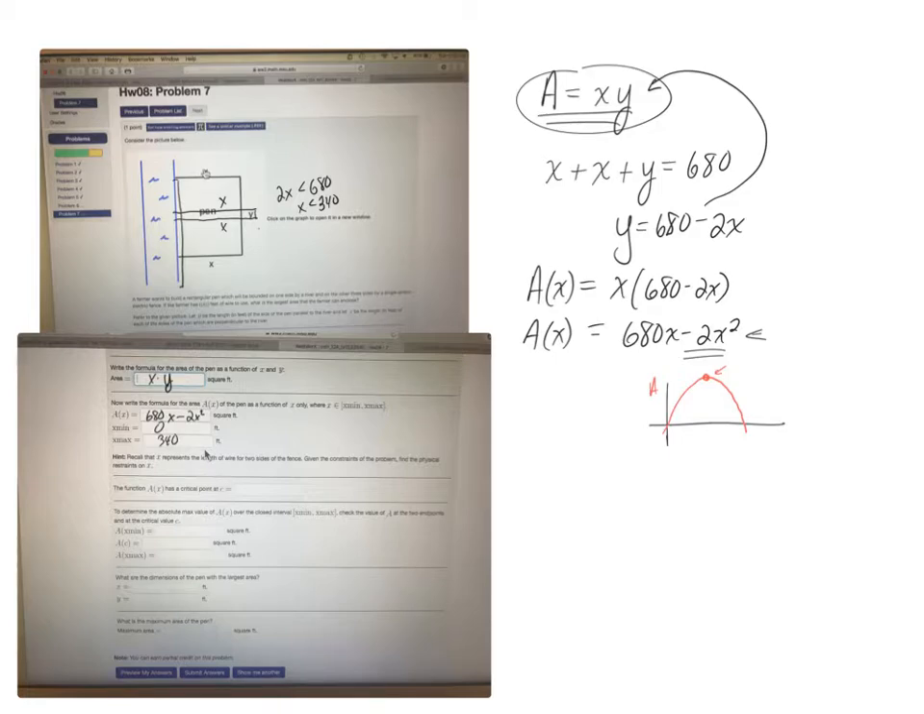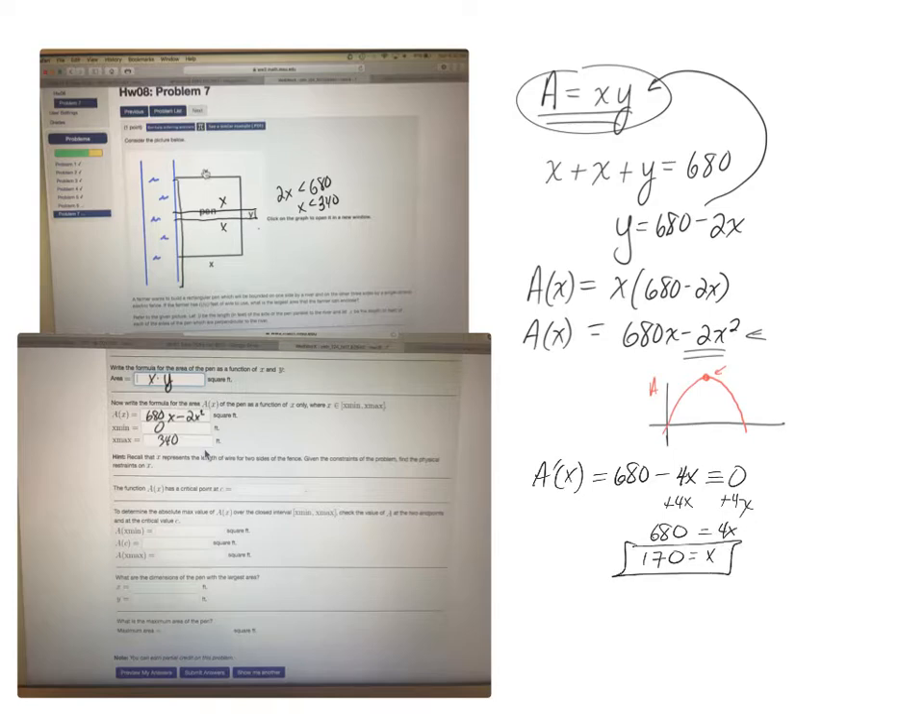So the derivative of this thing is A prime of x, which is going to be 680 minus 4x. And so that's going to be set equal to 0. That triple equal sign means we're setting it equal to 0. So add 4x to both sides, and you're going to get 4x equals 680. And divide both sides by 4, and you get x equals, let's see, 4 goes into 6 once, 2 left over, 28, 170. So x equals 170 is a critical number for this thing.